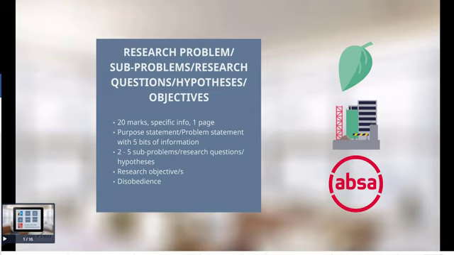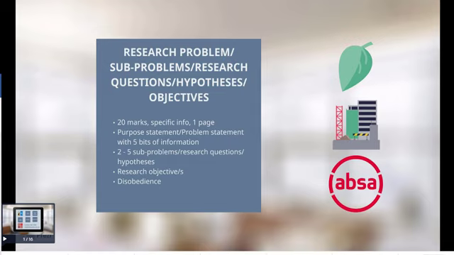Those are the five pieces of information that need to be in this concise summary of your research, which is called the research statement or the problem statement. So make sure you have those details. Then your sub-issues or your research questions. Now, sub-issues are normally formulated like your problem statement or your research statement. So it's a statement, not a question.